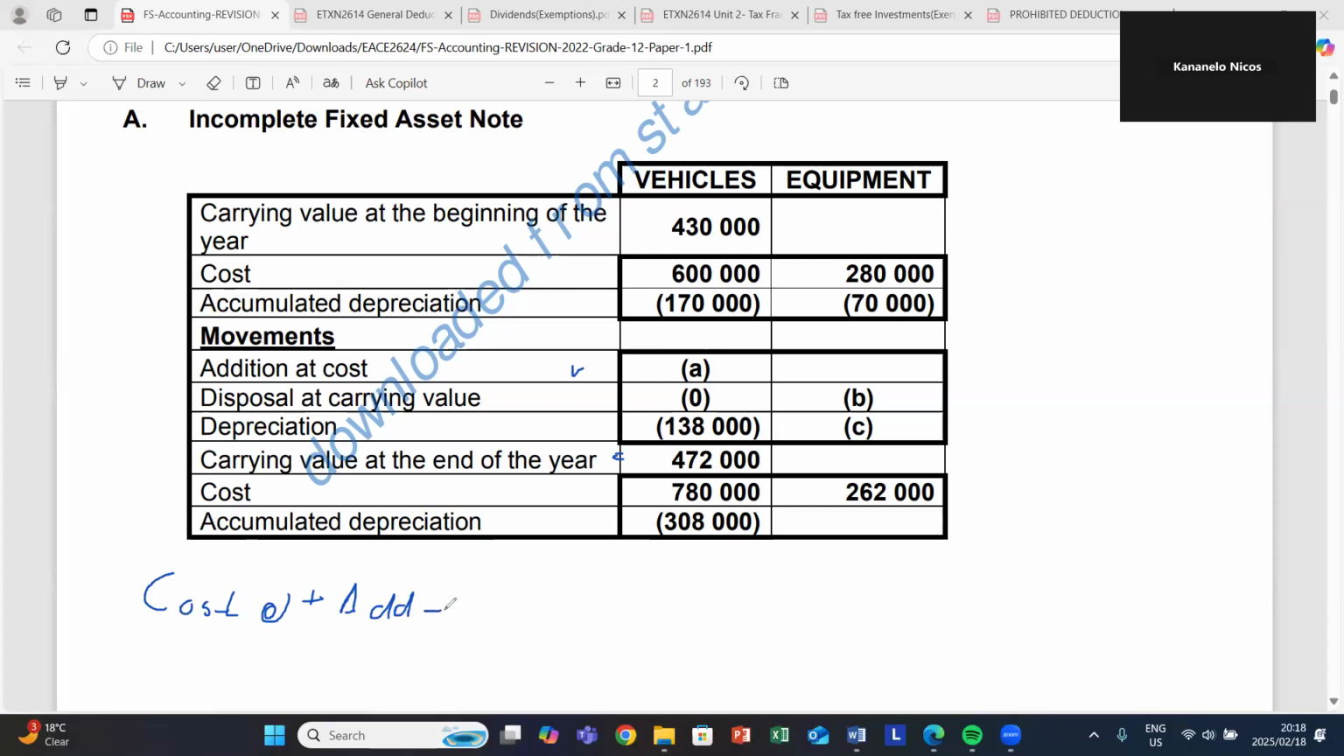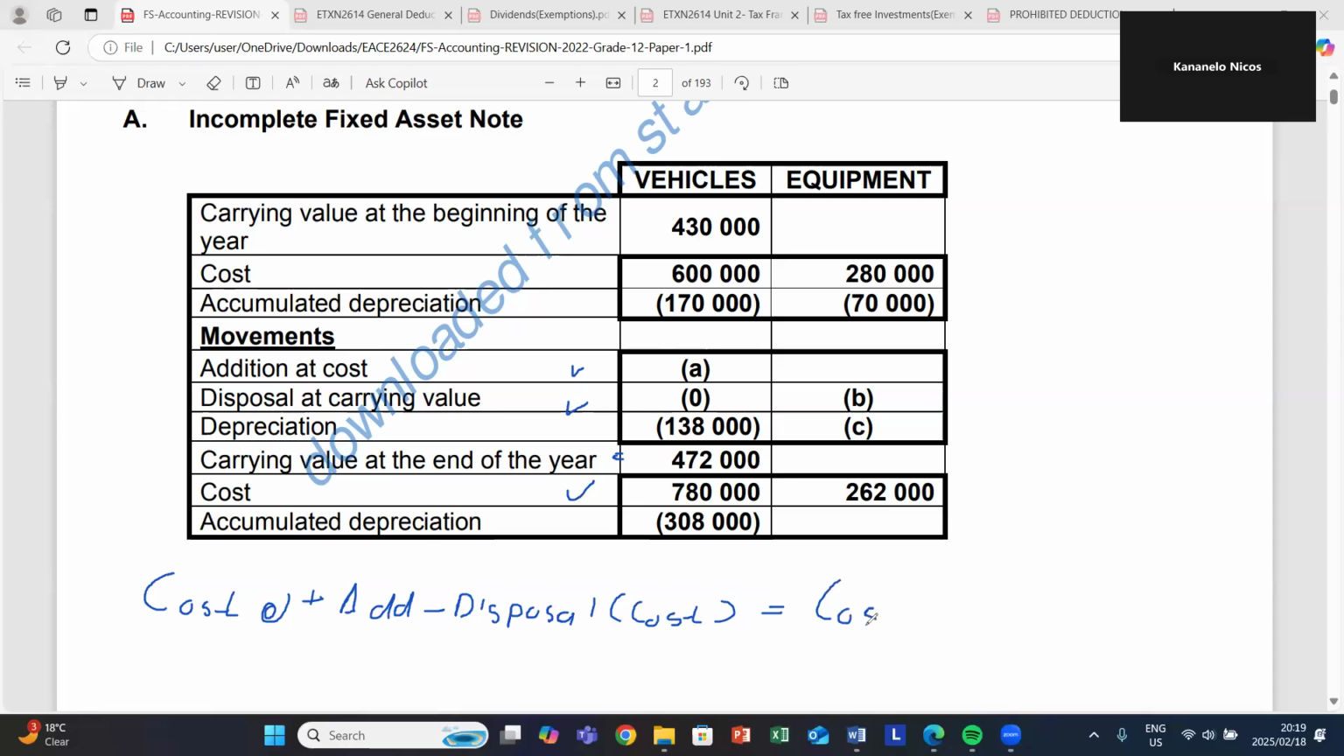And then we also minus our disposal, meaning the asset that you sold. With regards to disposal, you minus the cost price of the asset that you disposed of. And then it will be equivalent to your cost price at the end.